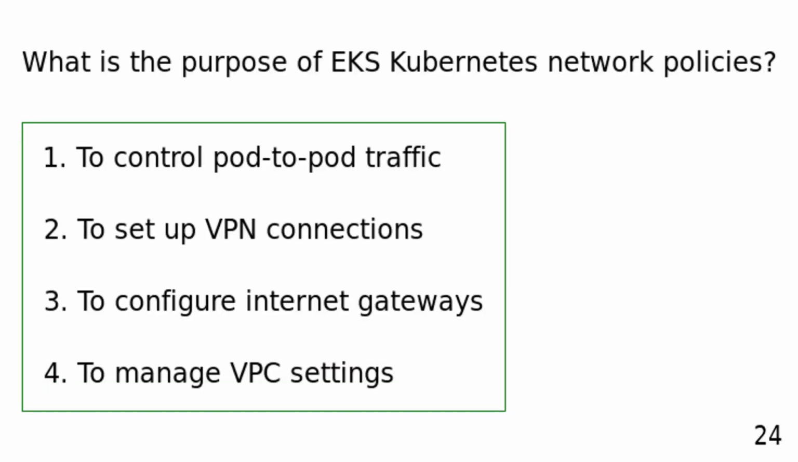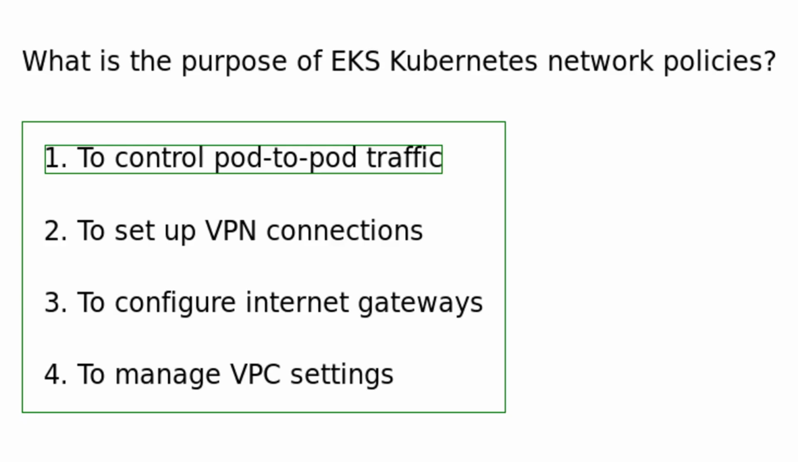What is the purpose of EKS Kubernetes network policies? To control pod-to-pod traffic. To set up VPN connections. To configure internet gateways. To manage VPC settings. Kubernetes network policies in EKS control the traffic flow between pods in your cluster.